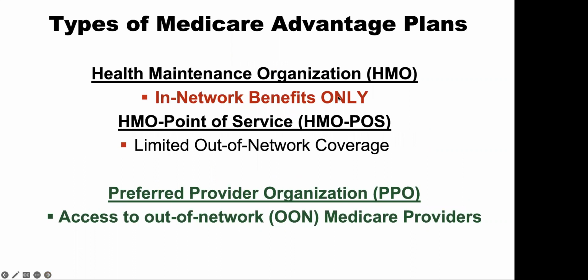There are two basic types. One's the health maintenance organization. This is the most restrictive type of Medicare Advantage plan. It provides in-network benefits only. If your doctor's not in the network and it's not a bona fide emergency, this plan will not provide you with any coverage. Some have a limited point of service option known as an HMO POS, where they have some services available outside their doctor network, but it could be something like some limited dental care, for example. It may not even relate to medical care.